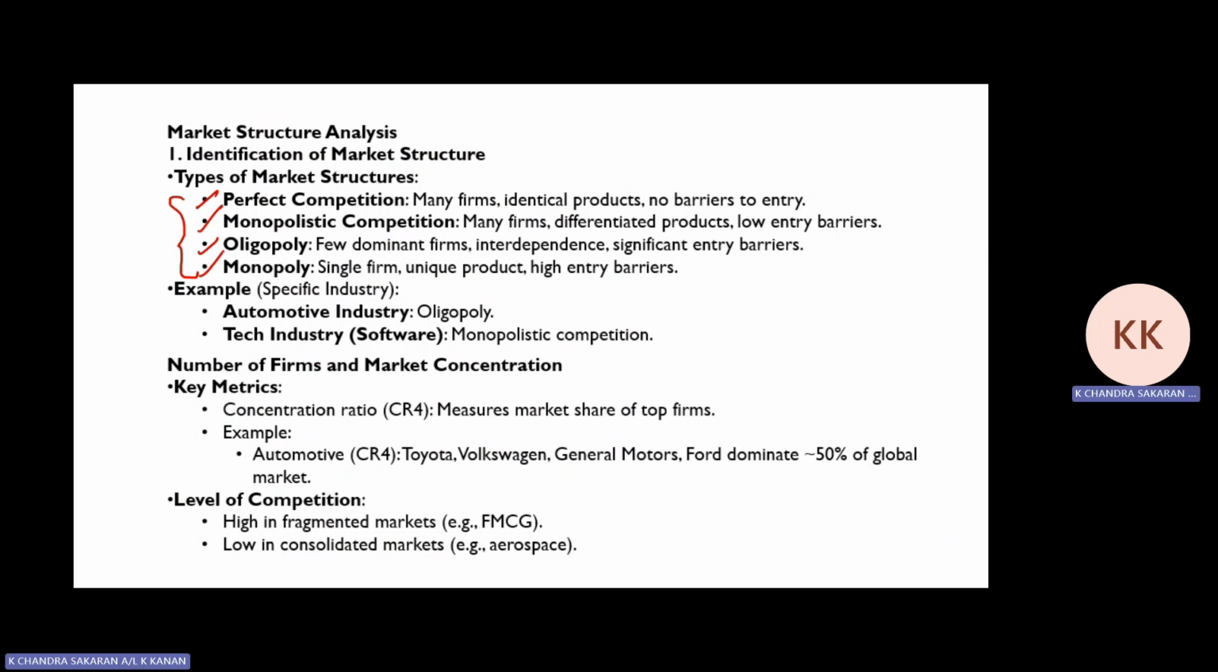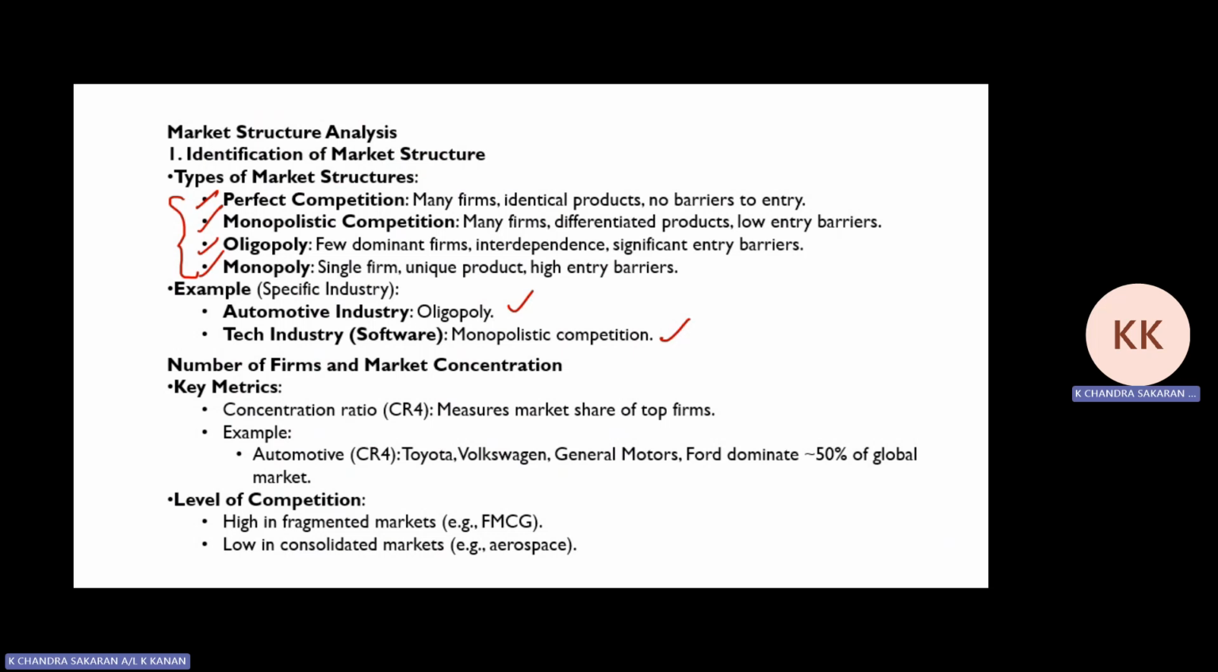So for example, the automotive industry is oligopoly. Very few firms produce cars. The aircraft industry is oligopolistic. Very few firms produce aircraft. The tech industry, software industry, is monopolistic competition. Many small firms produce software. There are so many providers who can create software for you, no problem. It's very monopolistic.